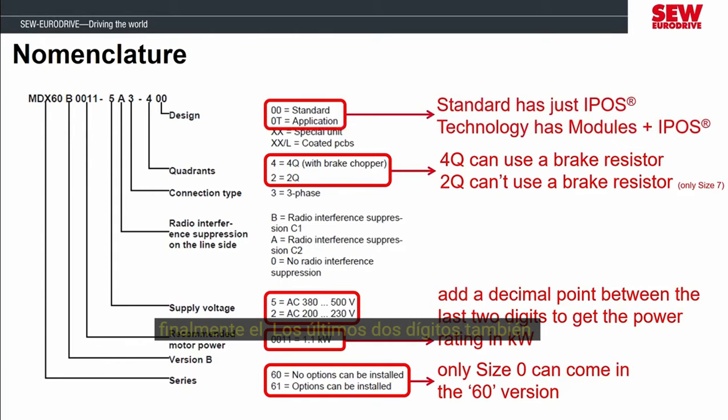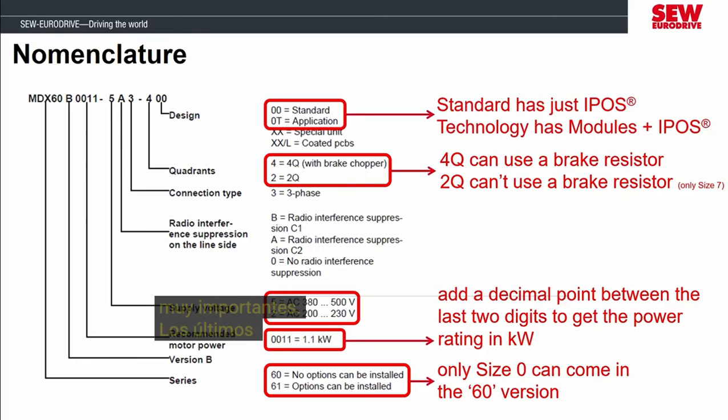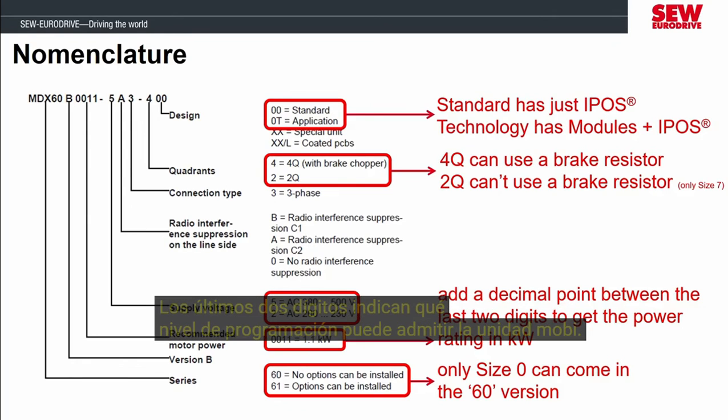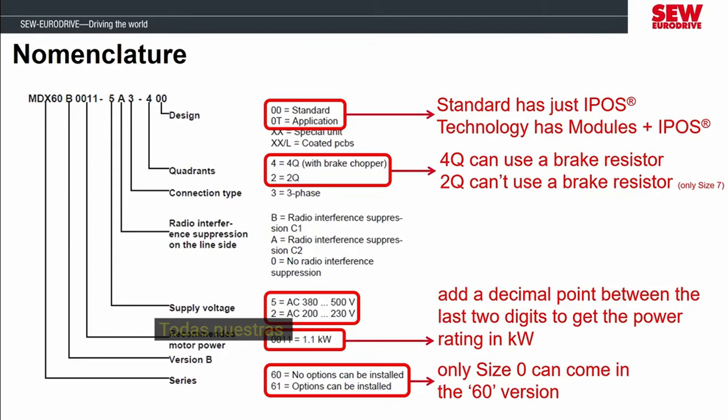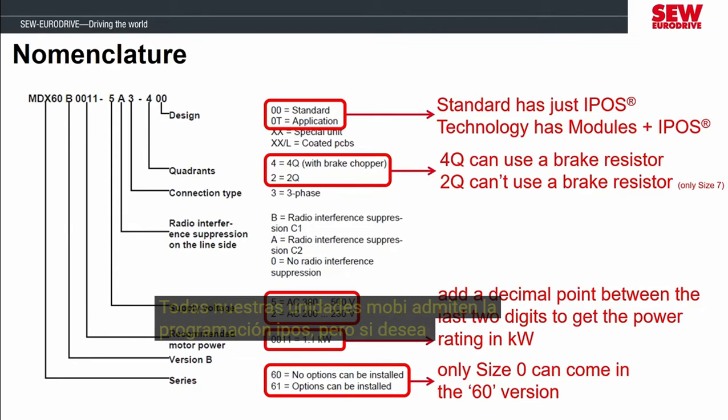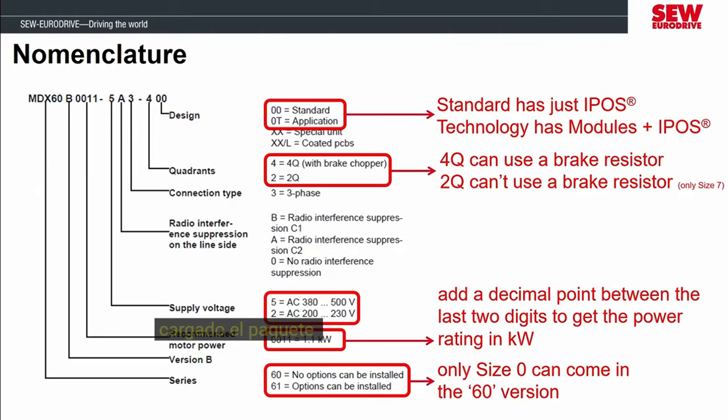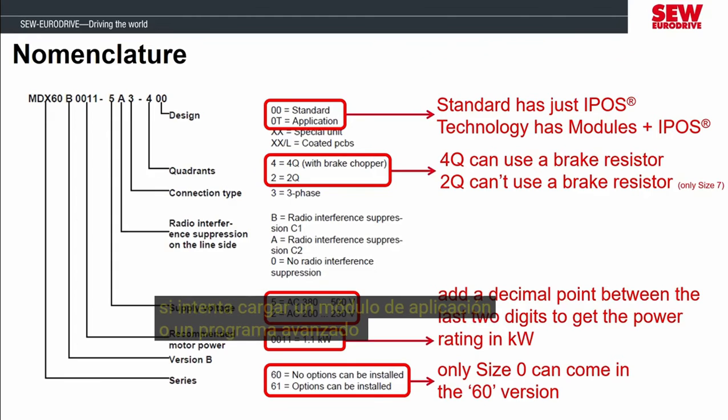Finally, the last 2 digits are also very important. The last 2 digits indicate what programming level the MOVIDRIVE can support. All of our MOVIDRIVEs support IPOS programming, but if you want to use any of the application modules or special features of our MOVIDRIVE, like synchronous operation, camming, etc., it would need to have the 0T technology package loaded to it. If you try to load an application module or an advanced IPOS program to a MOVIDRIVE with just the standard IPOS level of 00, the MOVIDRIVE will issue a fault code that can't be cleared until the technology level is corrected.